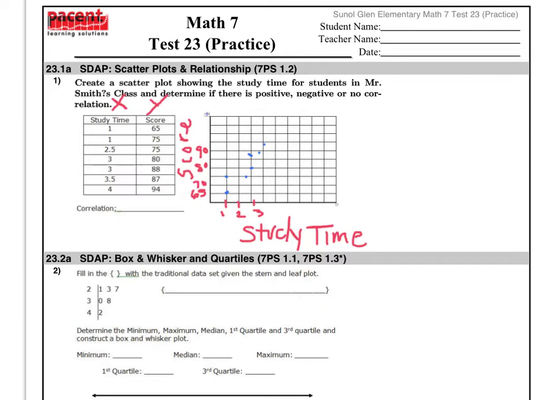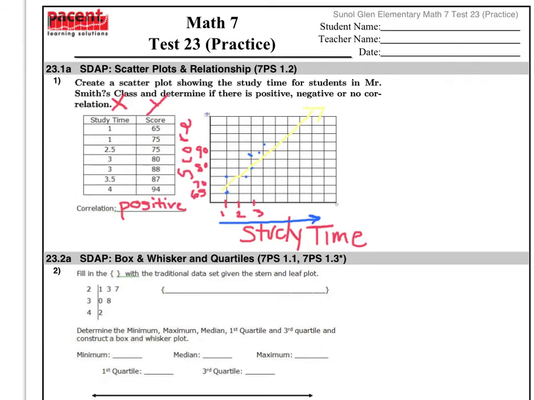Okay, so do we see any sort of pattern? Is there any sort of trend? Can you make any statements? As study time increases, is there something that's happening to those scores? Well, I would say that those scores are also increasing. And so if you were to make a trend line, you would probably say something like, it's looking a little bit positive. Like if I was going to draw a line through the middle of it, it's looking like it's moving up and to the right. And as study time is increasing, score is increasing. So I would say that this correlation is a positive correlation.